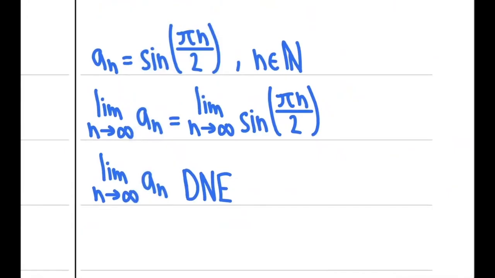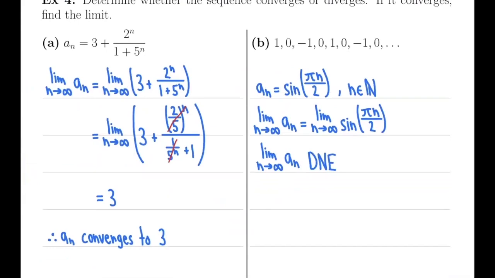It's never going to settle down into a single specific value. So that means that a sub n diverges.